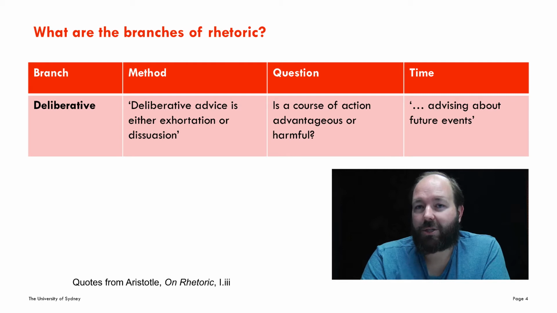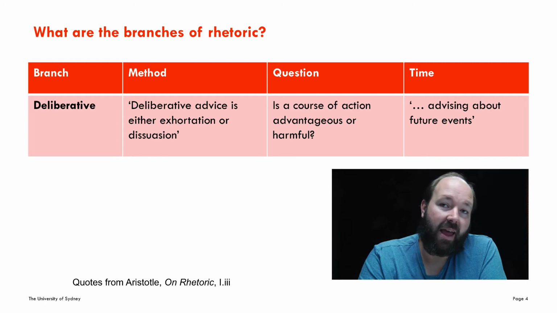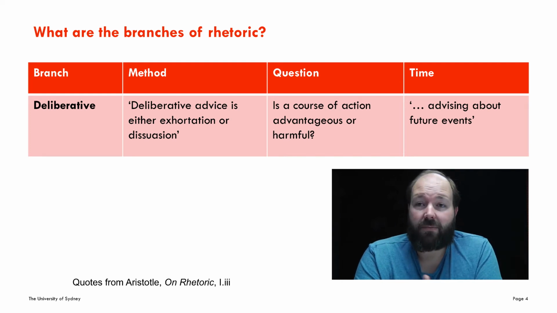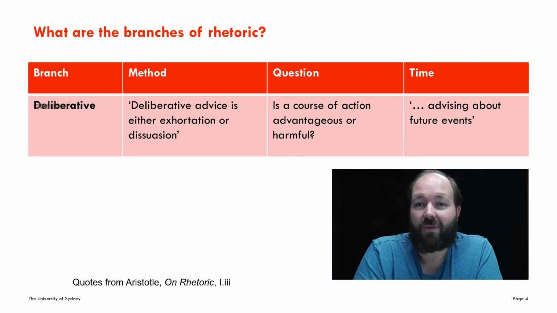The main question that deliberative rhetoric addresses is whether a course of action is advantageous or harmful. So you can imagine a deliberative argument is concerned with the potential outcomes of following a particular course of action. And so the main time that a deliberative example of rhetoric refers to is the future. It advises an audience about certain future events and courses of action to take to negotiate those future events.